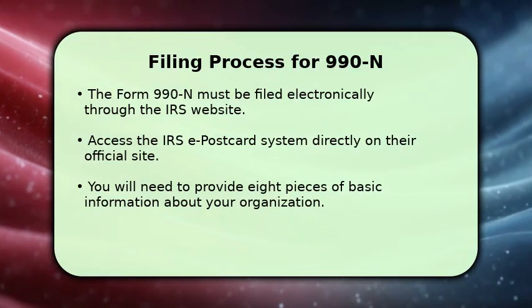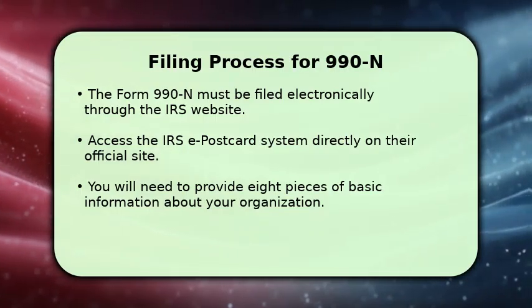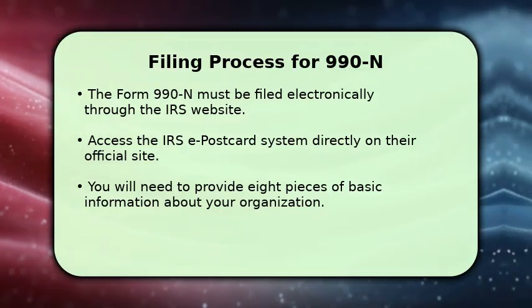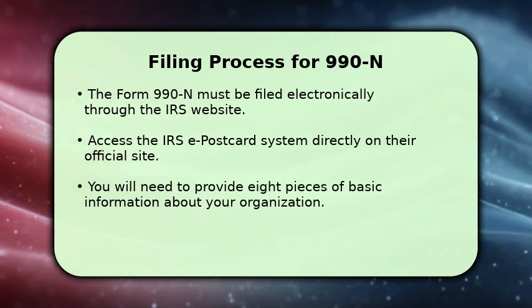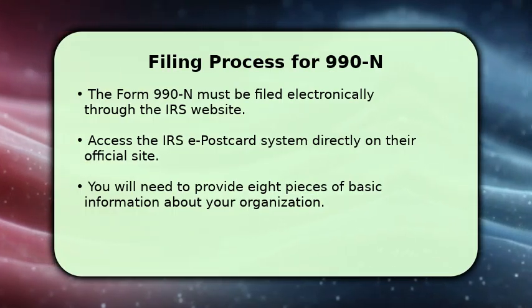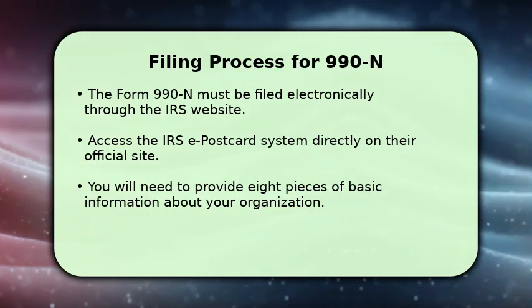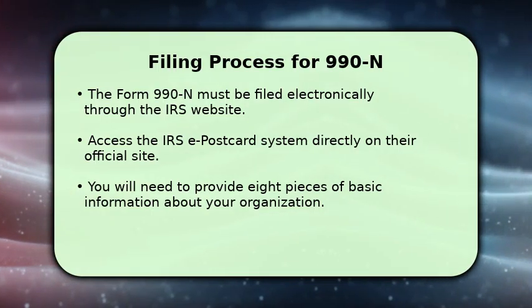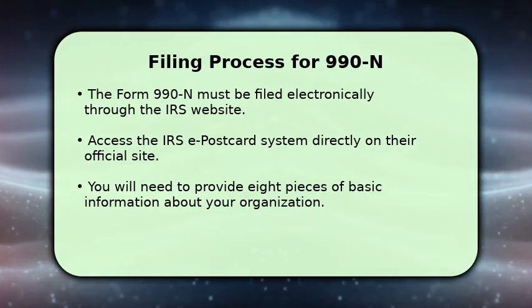Filing the e-postcard is a straightforward electronic process. You must file it directly through the IRS website using their dedicated e-postcard system. You will need to provide 8 pieces of basic information, including your organization's name, address, and employer identification number. Carefully review all entered data for accuracy before submitting the form to the Internal Revenue Service.